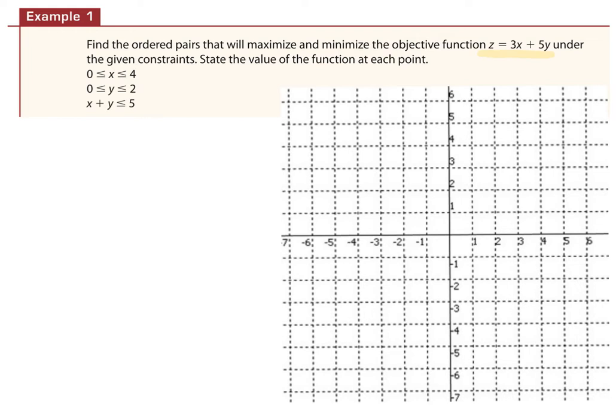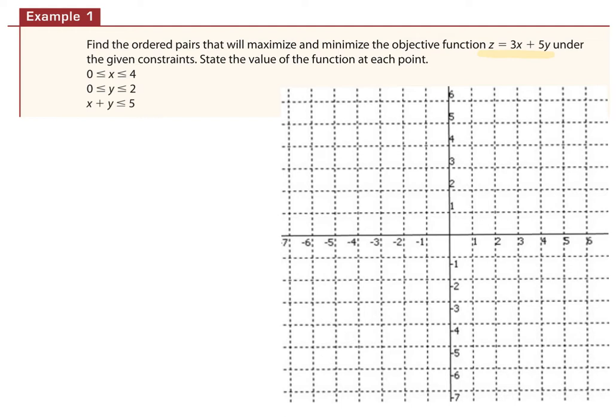And then they have given us a list of constraints. In order for this to work, x has to be between 0 and 4. Y has to be between 0 and 2. And x plus y has to be less than or equal to 5. All right? So first thing is you have some interesting ones to graph.